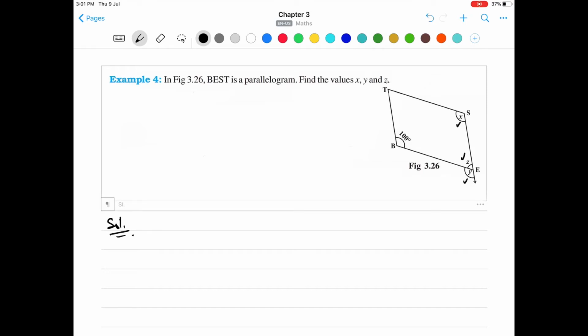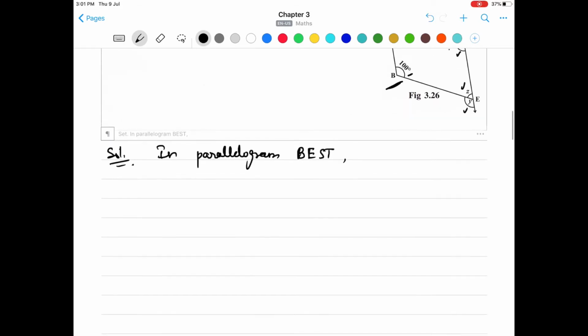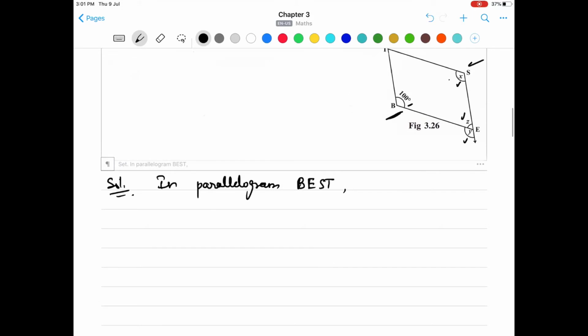So in a parallelogram, we know that opposite angles are equal. So this angle B will be equal to angle S. As the measurement of angle B is 100, the value of x will be 100. So in parallelogram BEST, we write angle B will be equal to angle S.